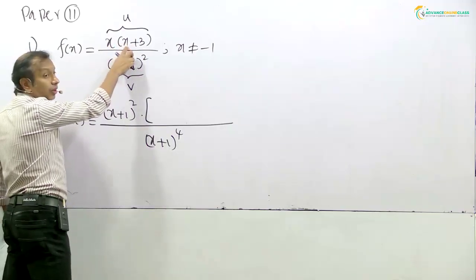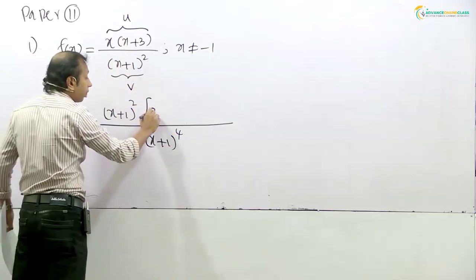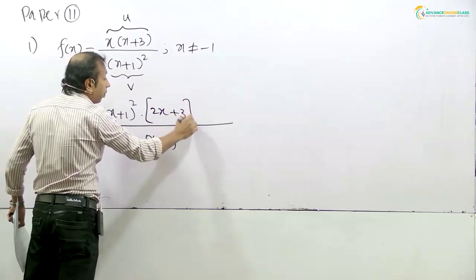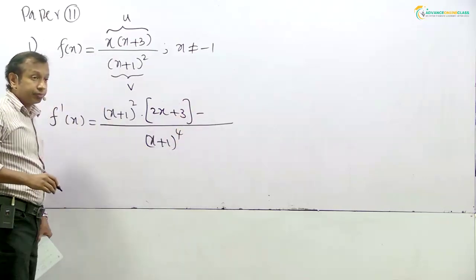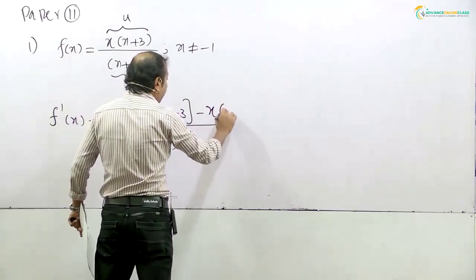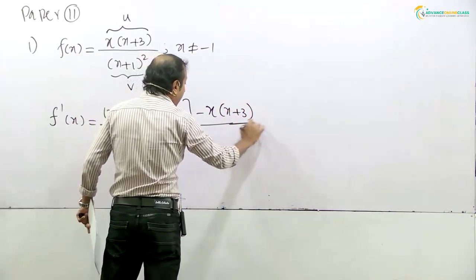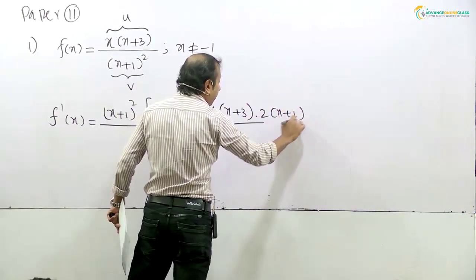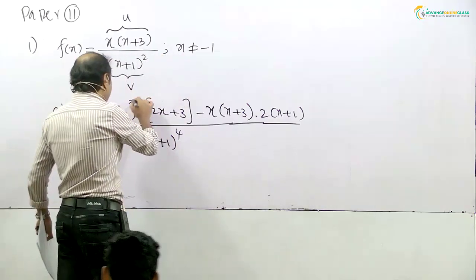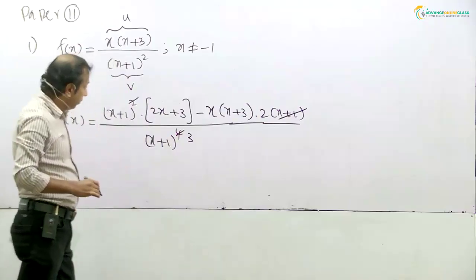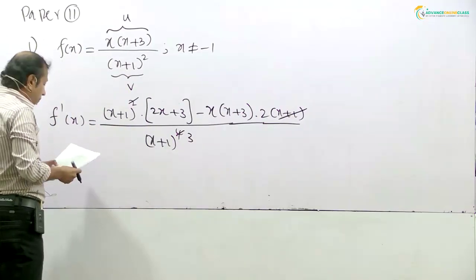Remove the bracket, x squared. Derivative is what? 2x. x into 3 is 3x. Derivative is 3. And keep this u as the same. Derivative of v. This 2 comes before x plus 1. The x plus 1 term you can cancel down. Here 3. Right? Now, simplify this.